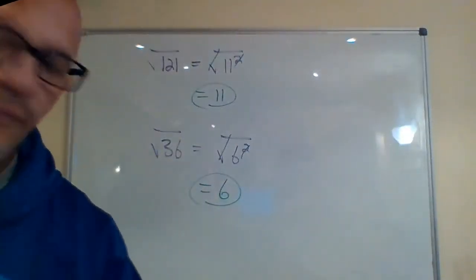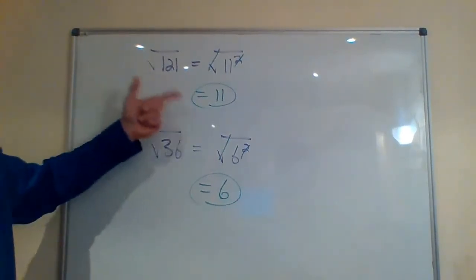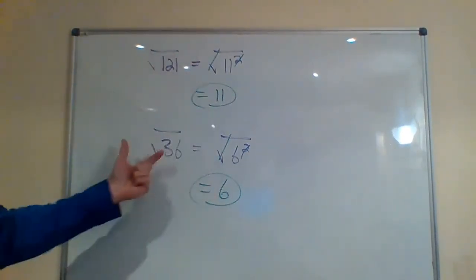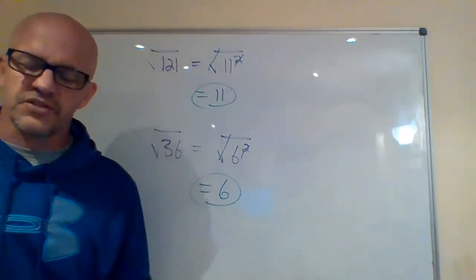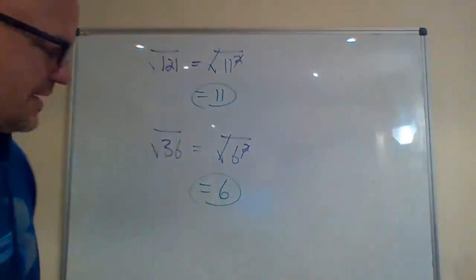Welcome back. Hopefully you discovered that the square root of 121 is 11 through your steps, and the square root of 36 is 6. If you do not have those, you probably need to work on your perfect squares, then you can come back and reattempt those.